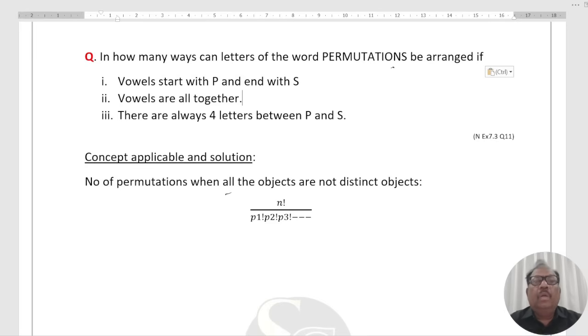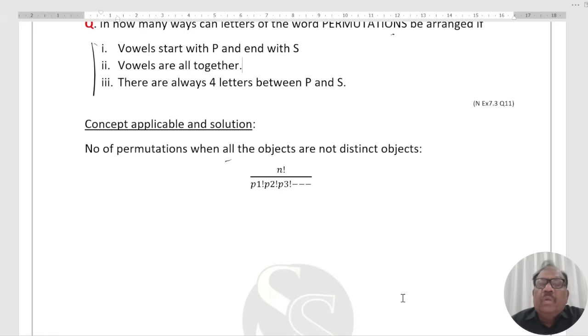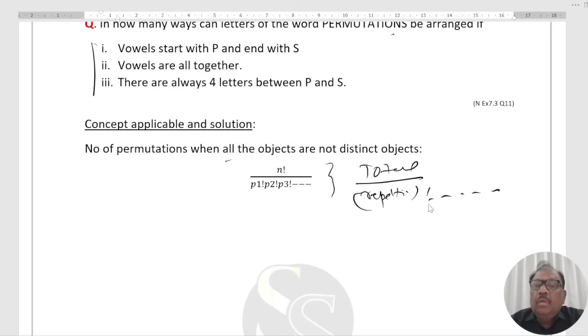Question is, in how many ways can the letters of the word permutations be arranged if three conditions: vowels start with P and end with S; vowels are together; there are always 4 letters between P and S. Concept applicable: number of permutations when all objects are not distinct is total divided by the repetition factorial.